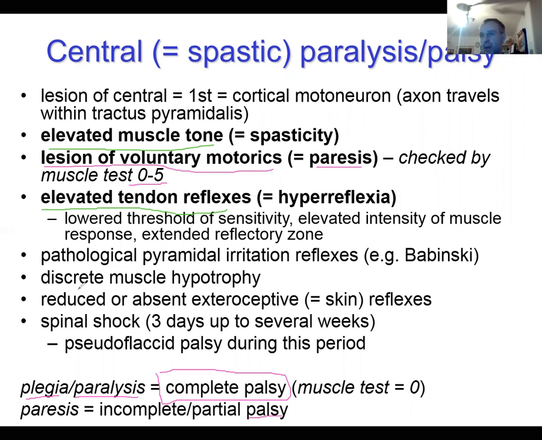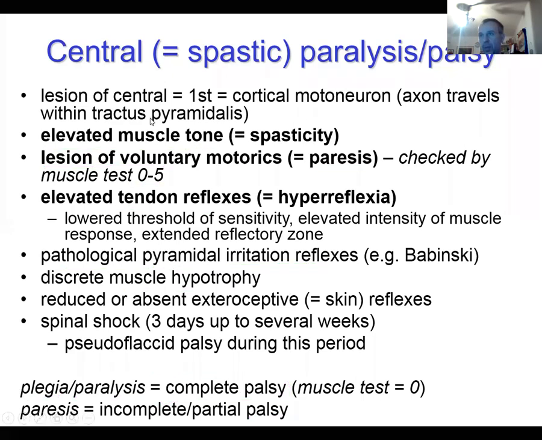Even what you can find are pathological pyramidal irritation reflexes. You will talk about this later in neurology. So pathological reflexes appear, which you would not expect. There is muscle hypertrophy, of course; if you do not use the muscles, they are in cramp, but they are not used actively. There is a hypertrophy, but not very extensive.